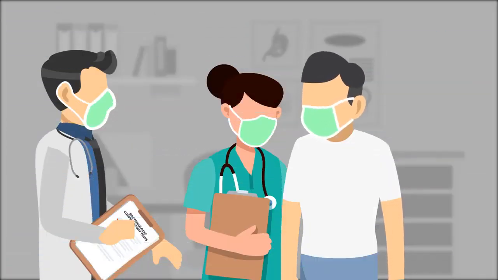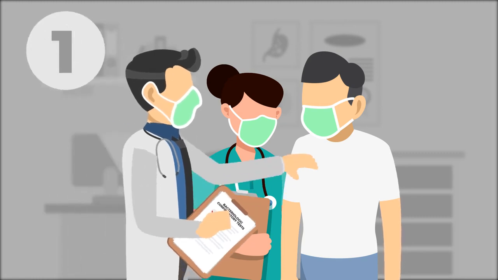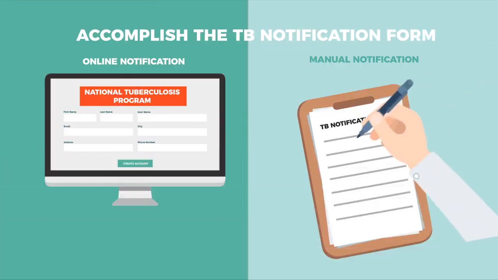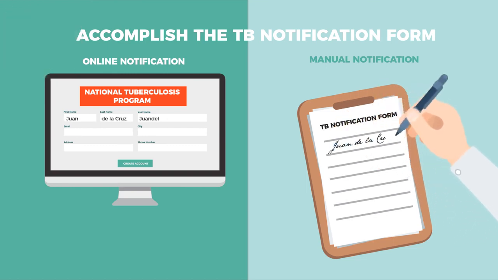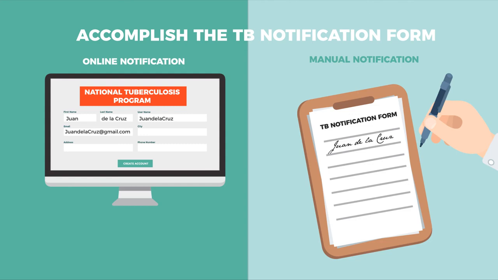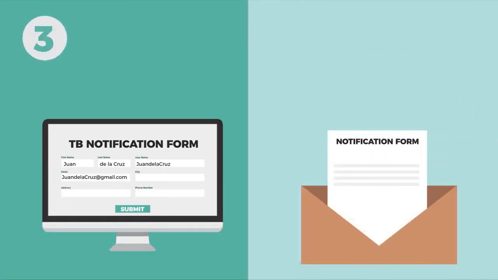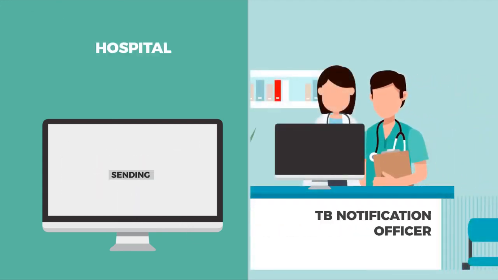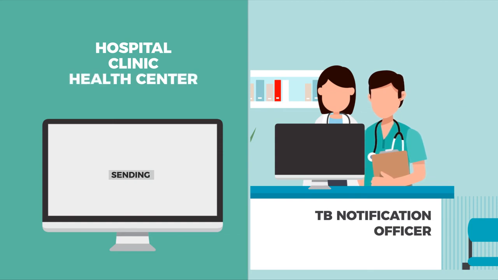Always follow the steps of notification. Start by informing the patient the need to notify his or her case, which is not a violation of the Data Privacy Act. Then, accomplish the TB notification form manually or electronically, whether notifying the patient for the first time or updating the previous TB notification form submitted. Finally, submit the accomplished TB notification form online to the designated TB notification officer of the hospital, clinic, or nearest health center for encoding in ITIS, whichever is applicable or more convenient to the provider.